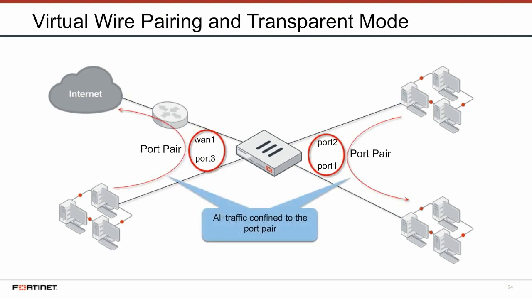This slide shows an example of two virtual wire pairs used on FortiGate in transparent mode. This FortiGate has 4 ports, each connected to different physical locations, but traffic is not allowed to flow between all 4 locations. Virtual wire pairing allows traffic only between ports in the same pair, between port 1 and port 2, and between port 3 and WAN 1. So, in this example, the network on port 3 can reach the internet through WAN 1. However, the networks on port 2 and port 1 can't reach the internet. They can only reach each other.